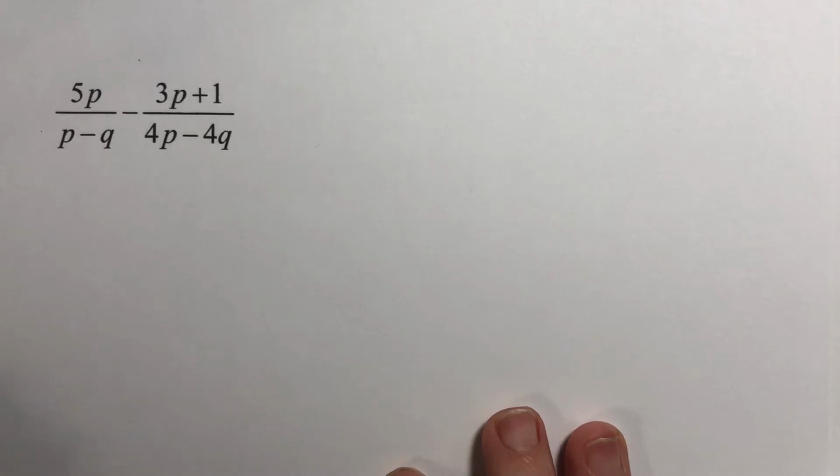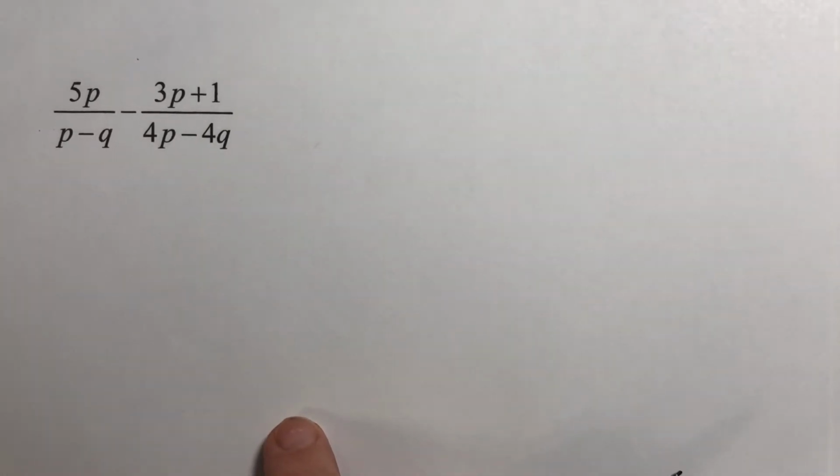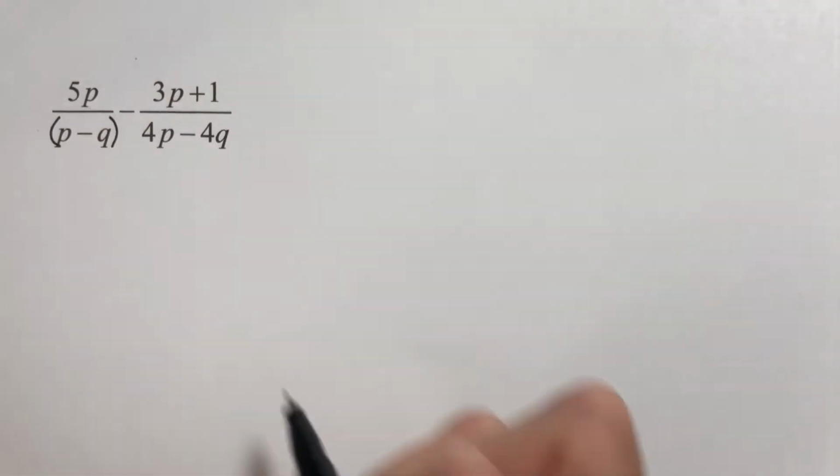This is 4.7 part 5, the last problem in this section. We want to subtract these two rational expressions. We need to find our LCD, which means factoring our denominators as much as possible. P minus Q, there's nothing I can do with that, so I'm going to put it in parentheses.